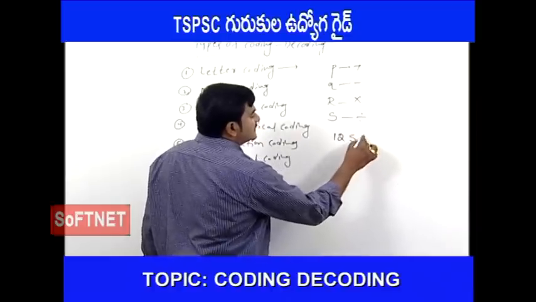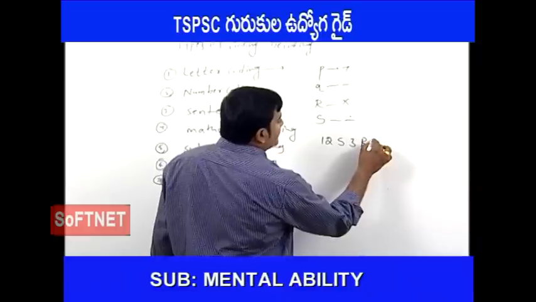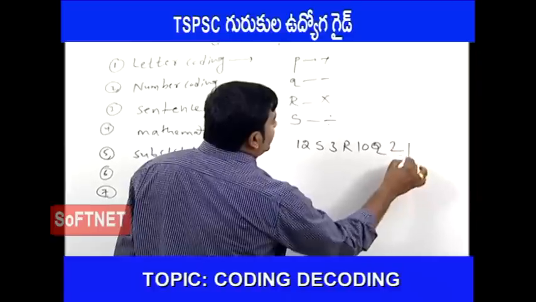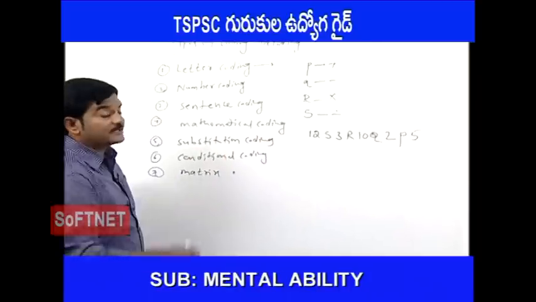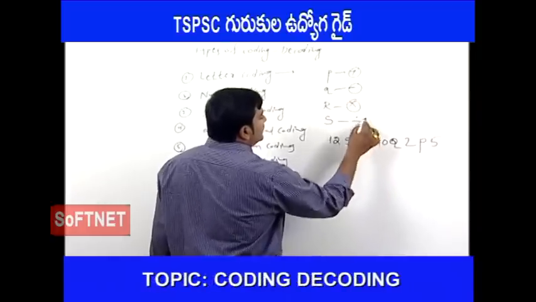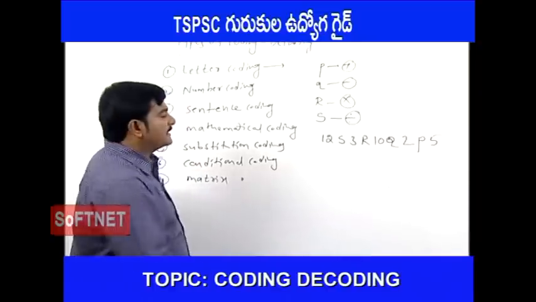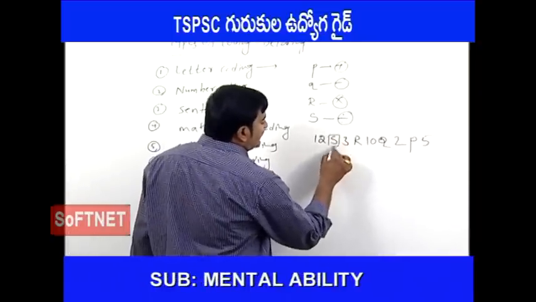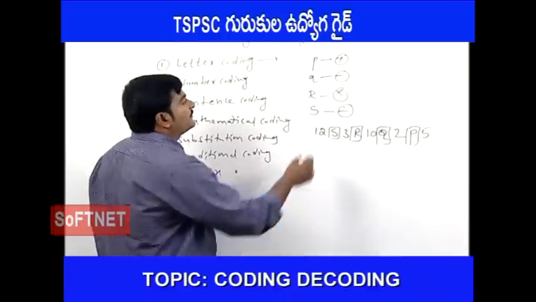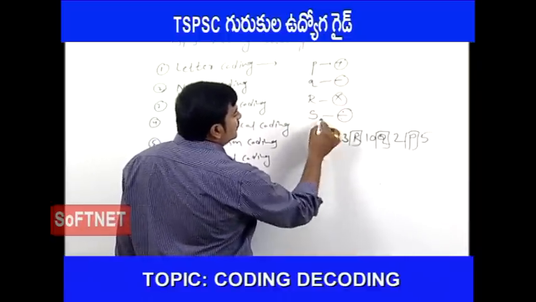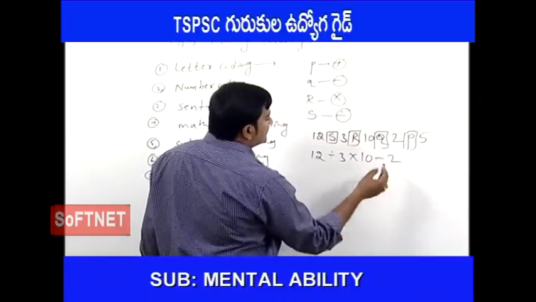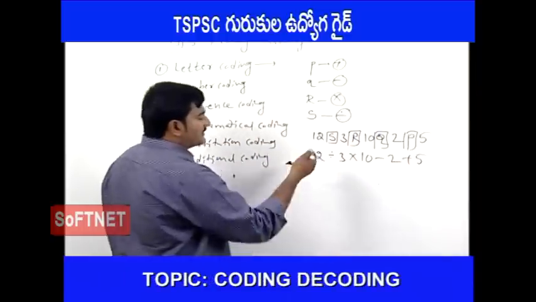12 S 3 R 10 Q 2 P 5. For example, I am taking one sentence like this. What is the question? In a certain code language, P means plus, Q means minus, R means into, S means divided by. Then he asked to find the value of this. Now, instead of taking these English alphabets, we have to take the corresponding numbers. What he mentioned as corresponding coding: P means plus, S means divided by 3, R means into, Q means minus, P means plus 5. Okay, this can be solved.